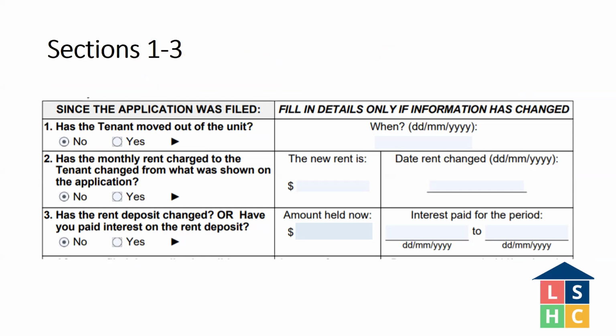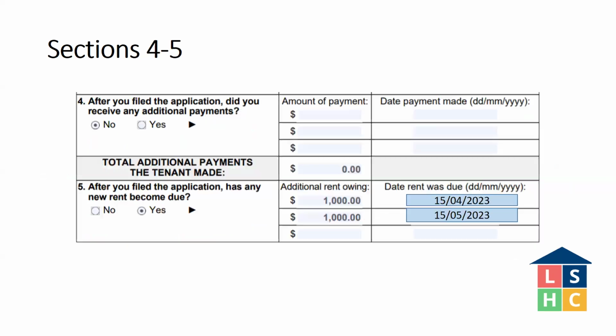In this example, the tenant is still in the rental unit. The monthly rent charged to the tenant from what was shown on the application has not changed, and the rent deposit has not changed. The landlord in this case did not receive any payments after the application was filed. However, new rent came due on April 15th and May 15th, which the tenant did not pay. These amounts must be indicated in Section 5 so that the amount of arrears on the original application is properly updated.